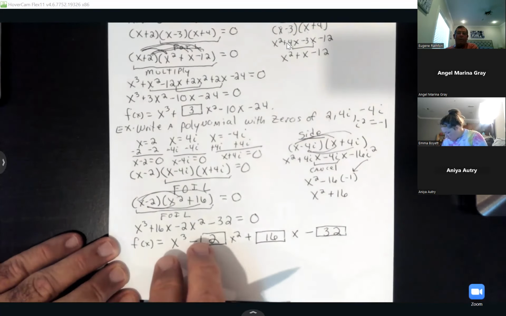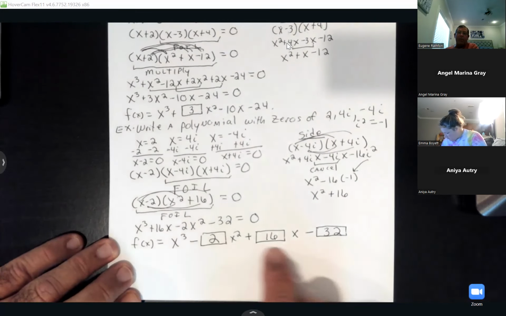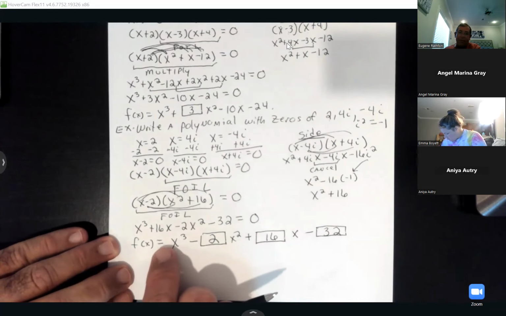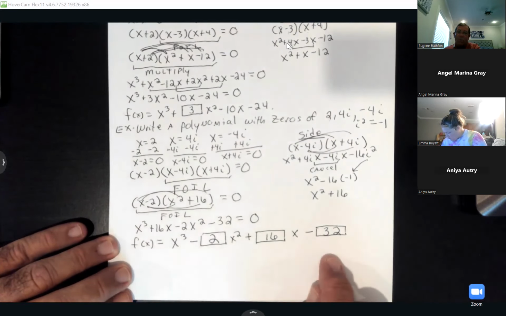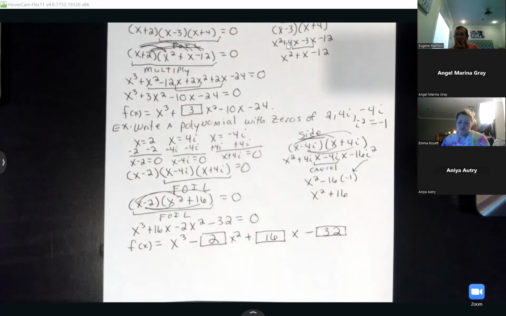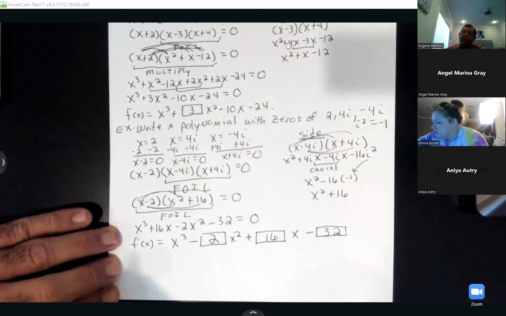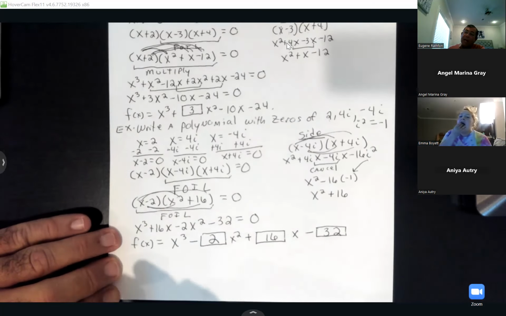So remember, when you go from your polynomial to their answers, they're always going to have theirs in descending order. So if you notice, the moral of today for right now is a lot of foiling, okay?